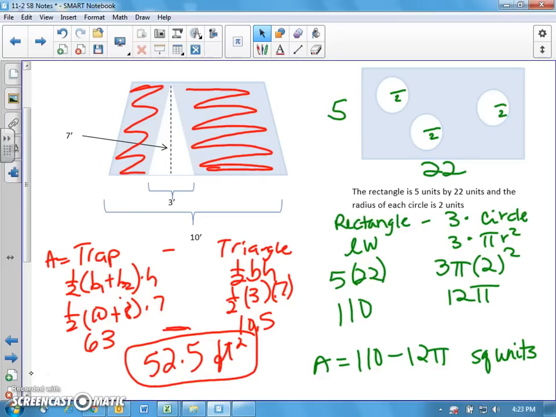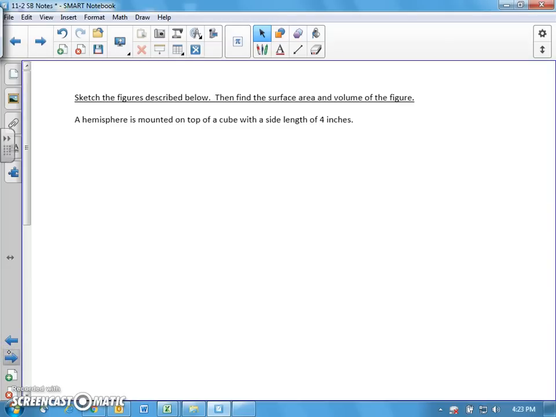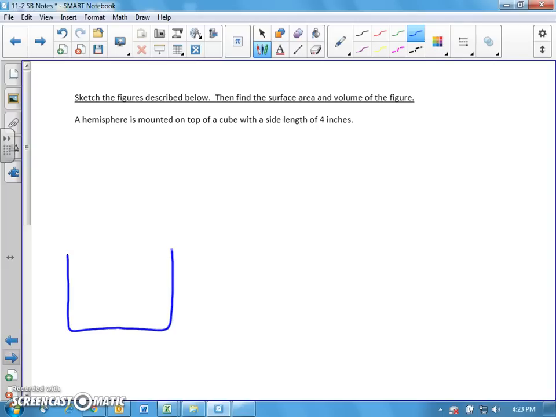You cannot subtract the 12 from the 110 because 110 does not have pi on it. So now let's go look at the next page. These are the same idea, but this time we're looking at three-dimensional figures. First one may be a little difficult to envision. It's even going to be more difficult to draw, but let's do our best.